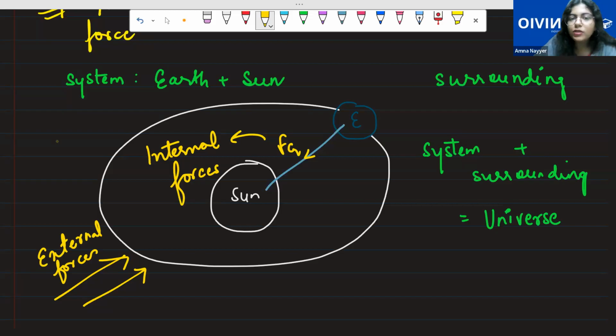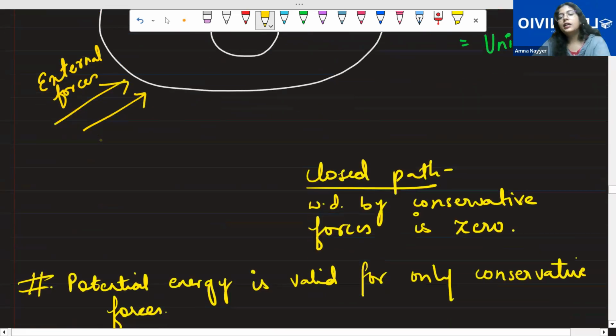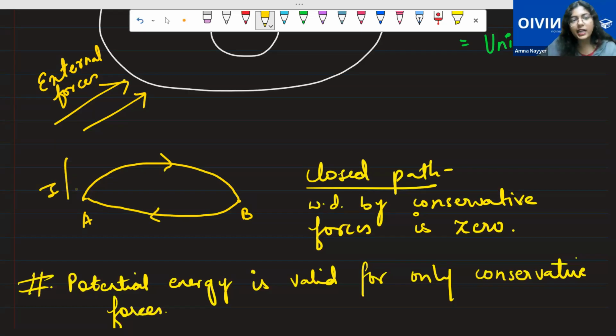Now, when we talk about the work done, that point I'll tell you later. First, I'll repeat this again. If you have a work done in a closed path, means let's say this is point A, this is point B. So, closed path means body moves from A to B and body moves back from B to A. So, your initial point and final point are the same. Work done is 0 there, because it doesn't depend on the path traveled. It just depends on the initial and final point, like your displacement.